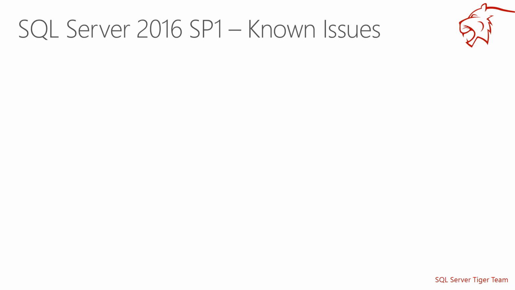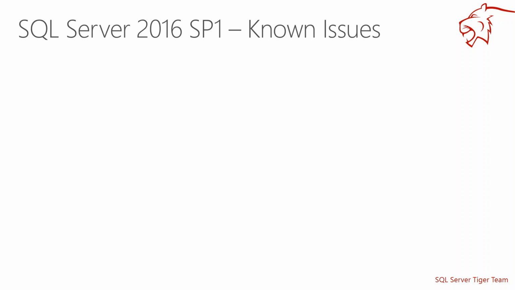Okay. Are there any DMVs available to monitor the memory usage in in-memory OLTP? Is your question about memory usage within in-memory OLTP or memory usage for in-memory OLTP? So let me answer it. You can use the memory clerk, sys.dm_os_memory_clerks, to track memory usage of in-memory OLTP.